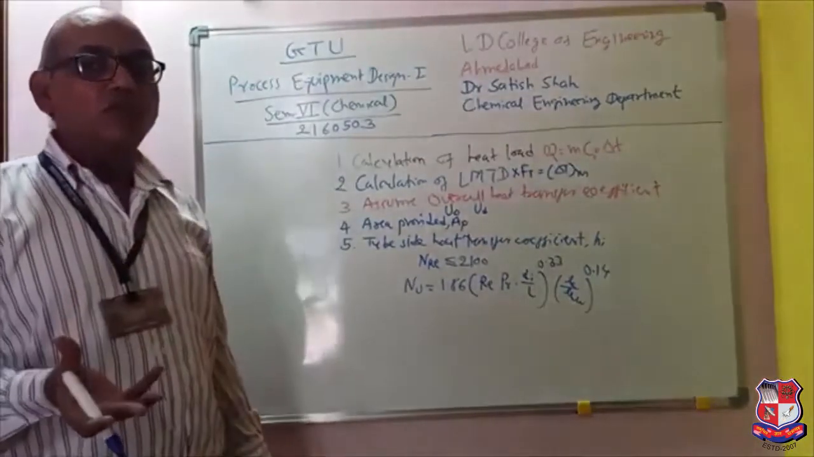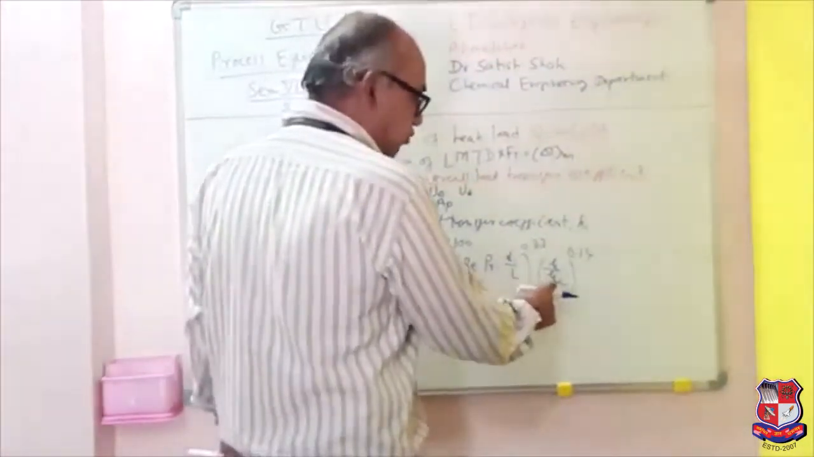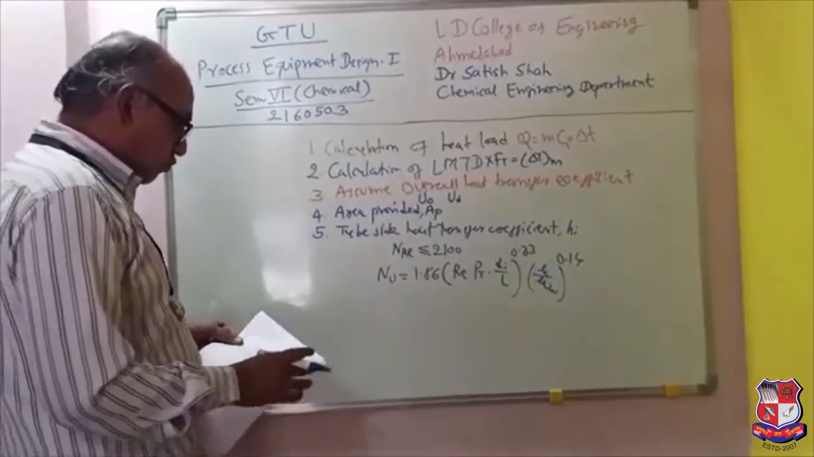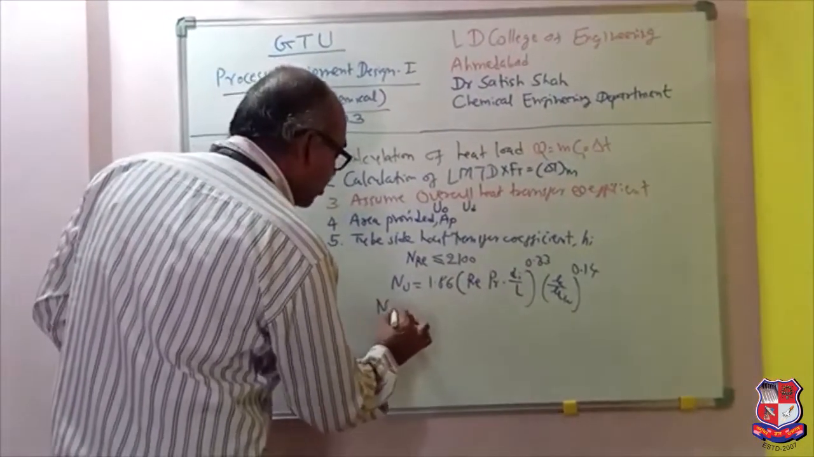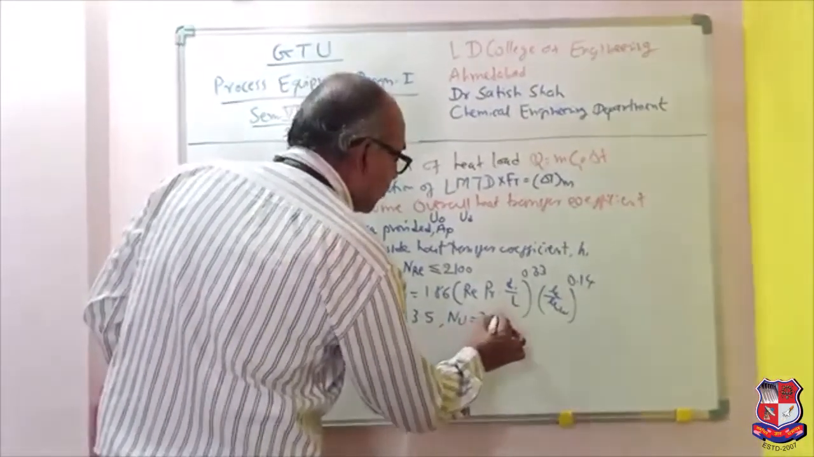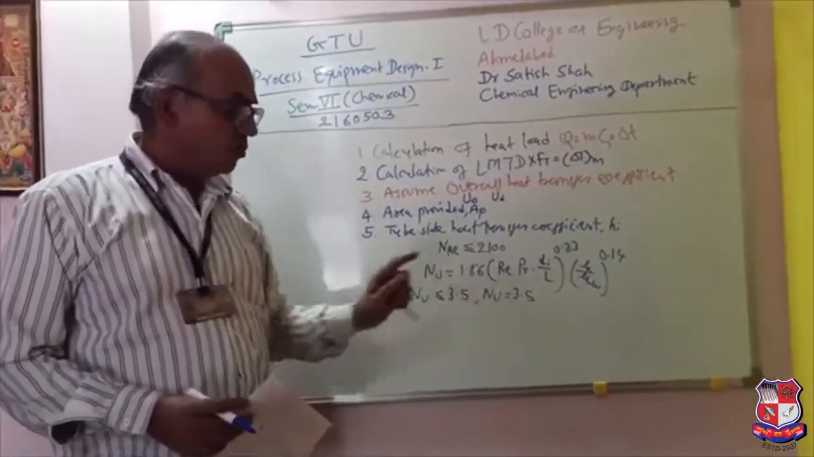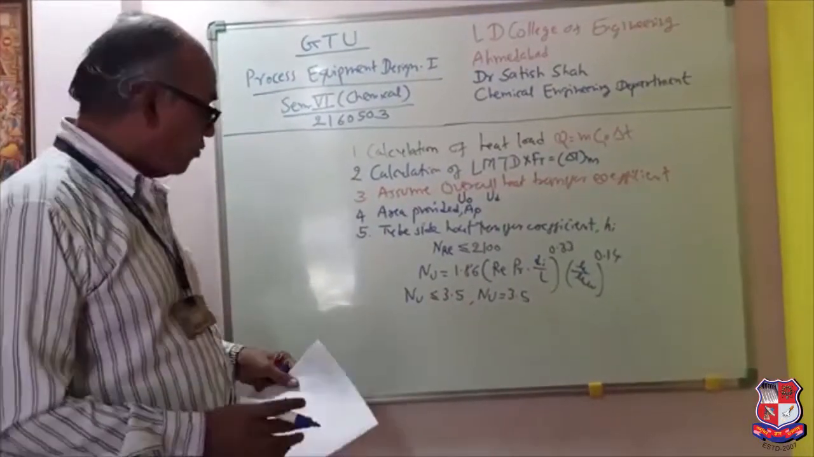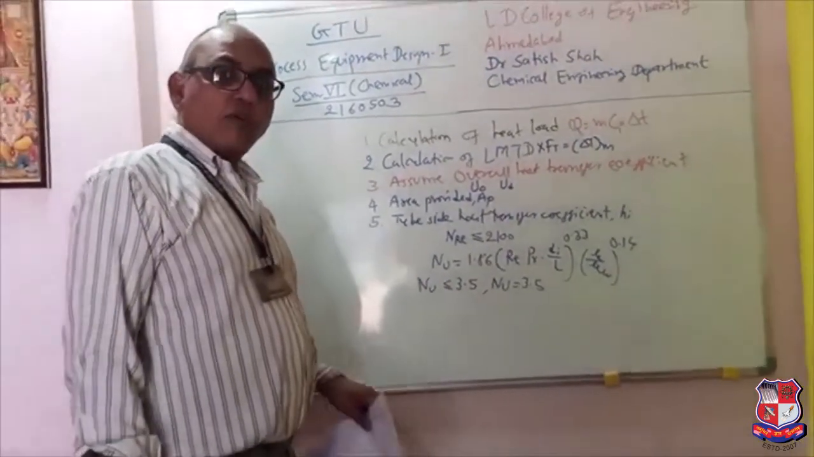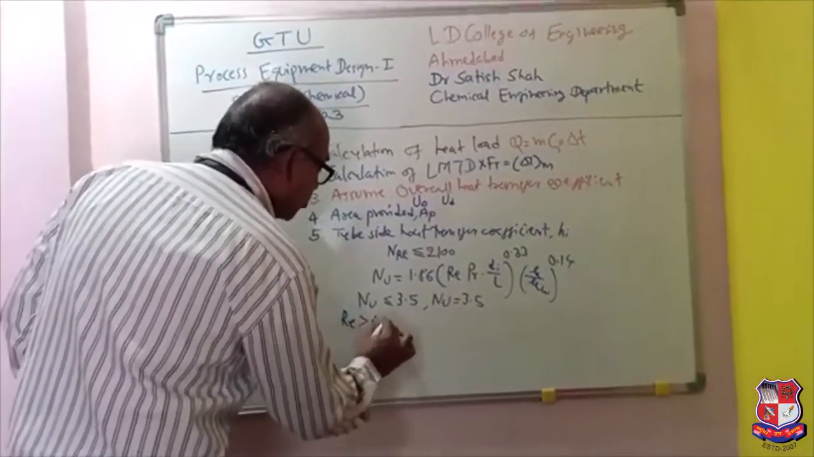If there is not much viscosity change, we will most of the time consider the ratio mu by mu W equal to 1, and this term will just cancel. Now here also, if your Nusselt number is less than or equal to 3.5, then you take Nu is equal to 3.5. So this is for laminar flow. Suppose now we have turbulent flow. Turbulent flow means Reynolds number is greater than 4000.